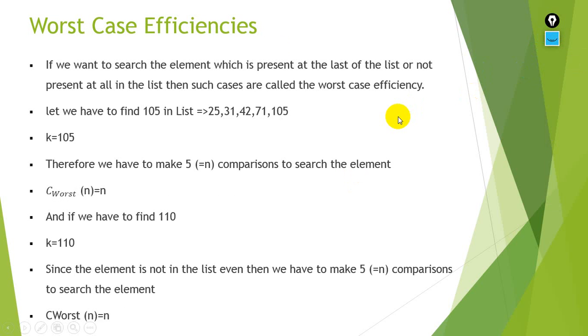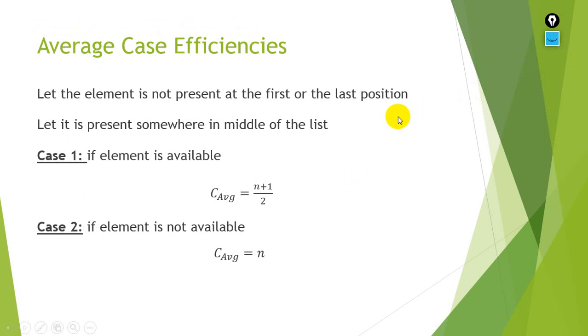Next, what we have is average case efficiency. Look at this, let the element is not present at the first or at the last position, so let it be present somewhere in the middle of the list. If the element is available, C average is equal to n plus 1 divided by 2. If the element is not available, C average is equal to n.